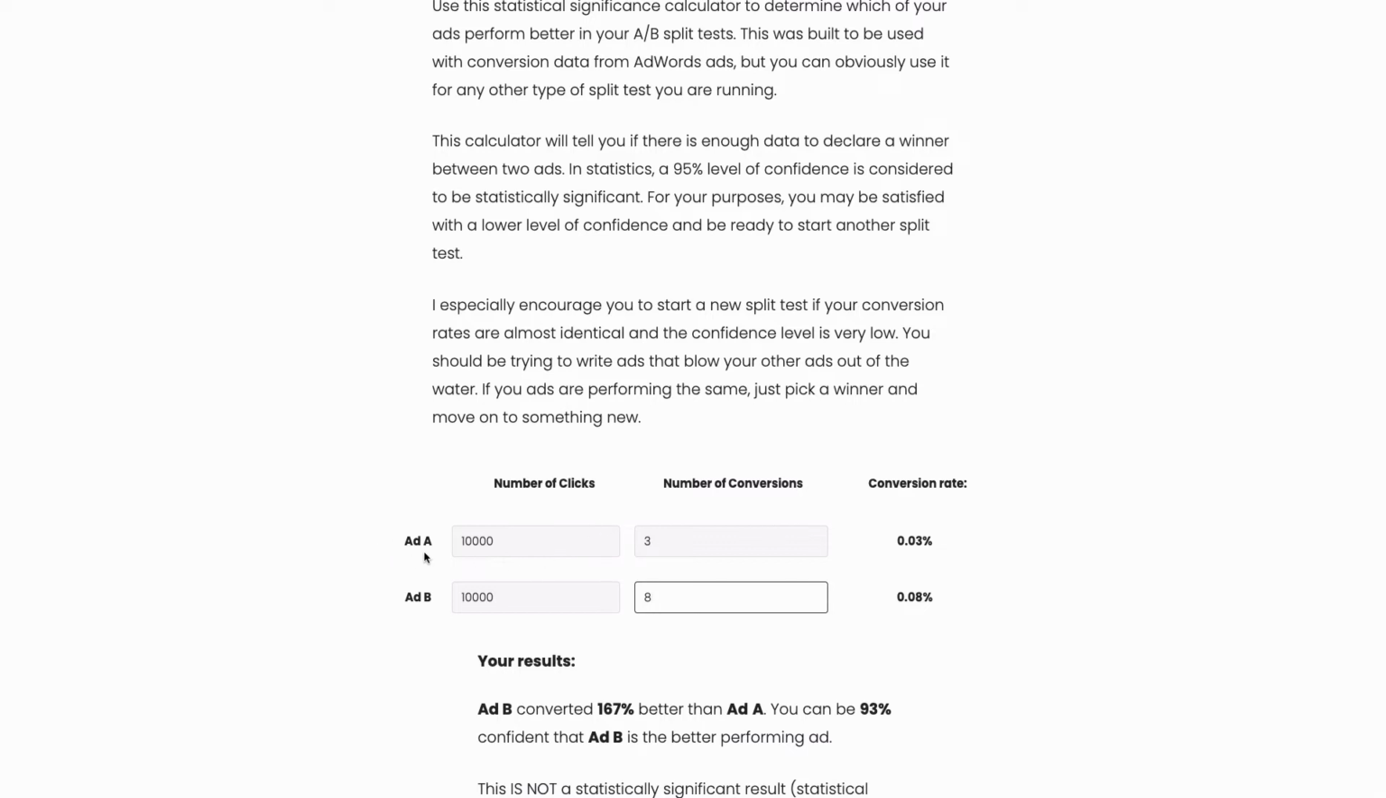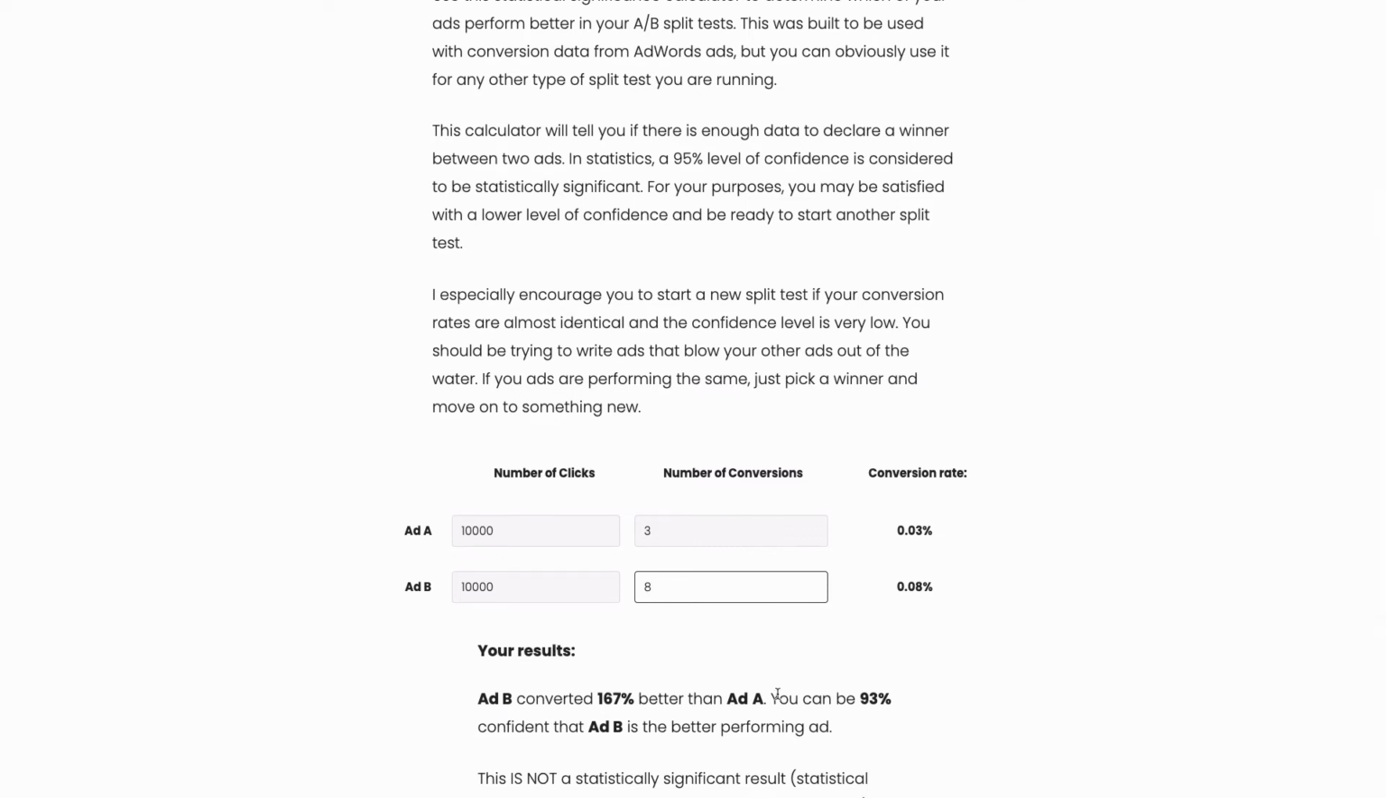Let me make my previous point more concrete by comparing the performance of 2 ads and their statistical validity. So ad A was clicked 10,000 times and had 3 conversions, leading to a conversion rate of 0.03%. Now, ad B converted a whopping 8 times, so that's nearly 3 times as much, and has a conversion rate of 0.08%. Can you definitely conclude, or conclude at least with a 95% probability, that ad B is better than ad A? Well, if we go down here, it says that we can't. There's only a 93% confidence rate, which is below the kind of arbitrary cutoff point of either 95% or 99% that we use for statistical significance.